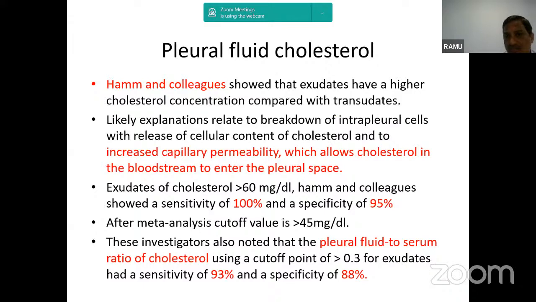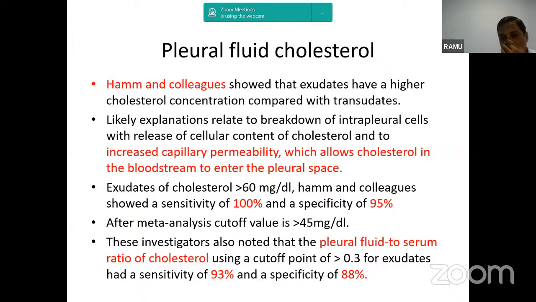Another test is pleural fluid cholesterol. Ham and colleagues showed that exudates have a higher cholesterol concentration compared with transudates. The likely explanation is the breakdown of intrapleural cells, which release their cellular cholesterol content, and the increased capillary permeability, which allows cholesterol from the bloodstream to enter the pleural space. With a cholesterol cutoff of more than 60, Ham and colleagues showed a sensitivity of around 100% and a specificity of around 95%.